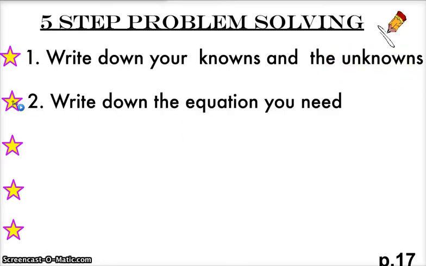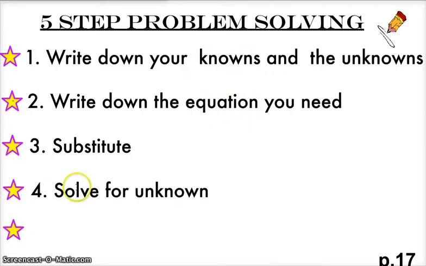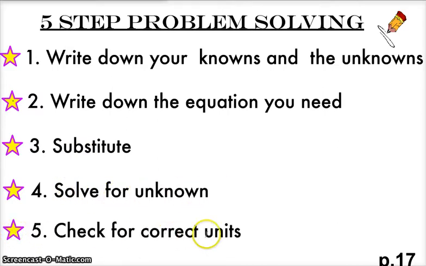The second step is to write down the equation that you need. In this case today you're just going to be using the speed equation, so you're just going to write down the equation. The next thing you're going to do is substitute. This is that math term in your words of the day that you had today: you're going to substitute your knowns into your equation. Then once you have everything substituted, you're going to solve for your unknown, and then you're going to check to make sure your units are correct. If you need to pause the video to write all this down, please do that, and then unpause it to get to the next slide.